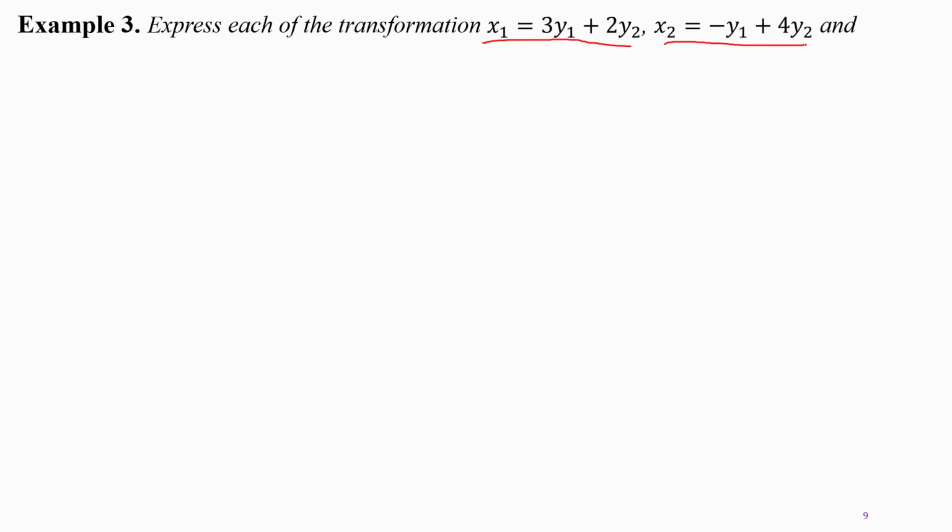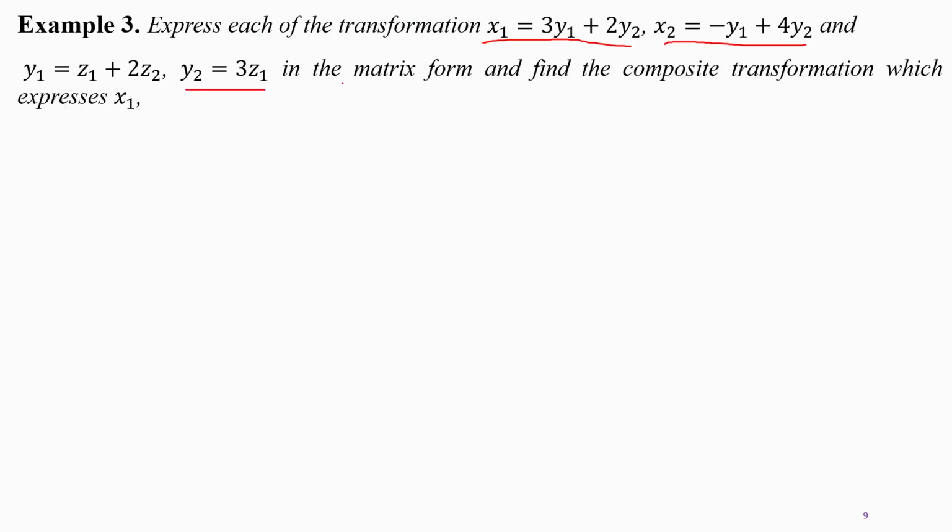Today we discuss one more example on linear transformation. The question is: express each of the transformations x1 = 3y1 + 2y2, x2 = -y1 + 4y2, and y1 = z1 + 2z2, y2 = 3z1 in the matrix form, and find the composite transformation which expresses x1, x2 in terms of z1, z2.